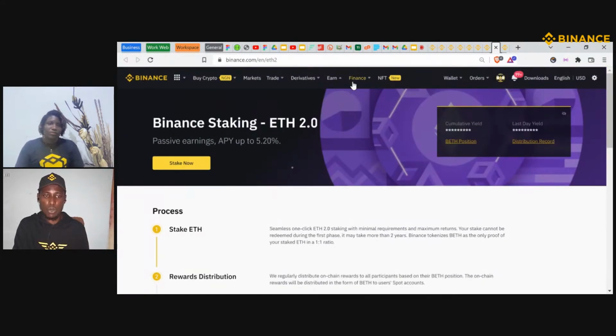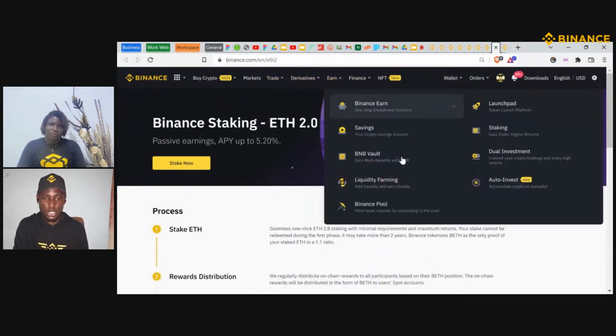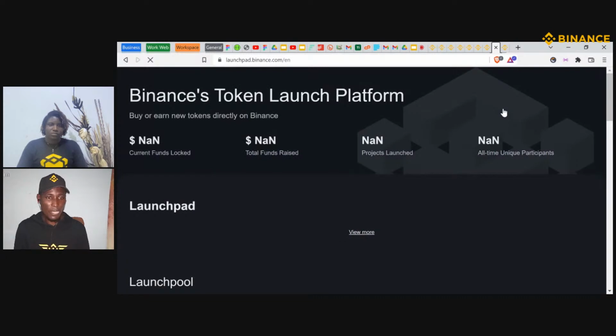Another one, which is the last one I will mention, is the Launchpool and Launchpad. There's a difference between Launchpool and Launchpad.